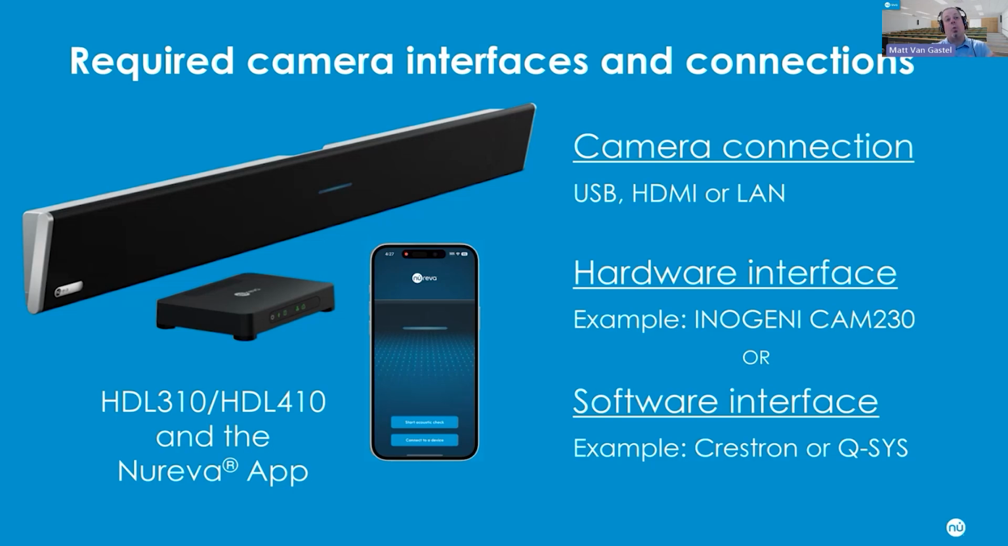Now you're going to need at least one camera, although we recommend two to enable switching. Tends to work a little bit better. And of course, an interface capable of talking with the camera, enabling the use of sound location data. Some examples are the INOGENI hardware that we're going to discuss today, or Crestron software interfaces.